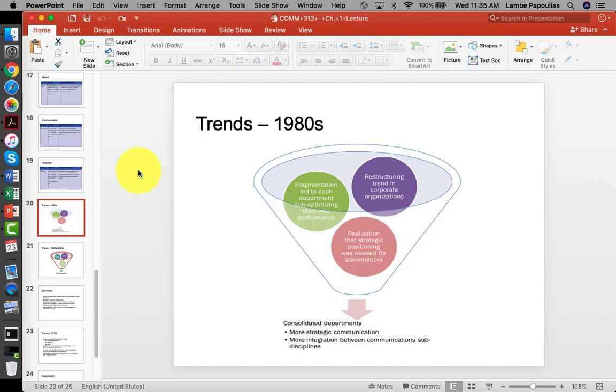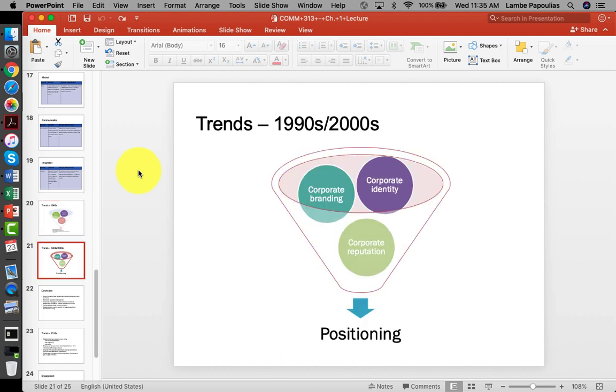So let's take a look at some trends with the 1980s, and then we're going to go moving forward with the 1990s and 2000s. In the 1980s, we had a restructuring trend in corporate organizations. Fragmentation led to each department sub-optimizing their own performance. Then if you look moving forward in the 90s and 2000s, this is when we really had a big issue of corporate branding, identity, and reputation. The corporations had to really start branding themselves, create what kind of identity they wanted to have, and even a reputation.